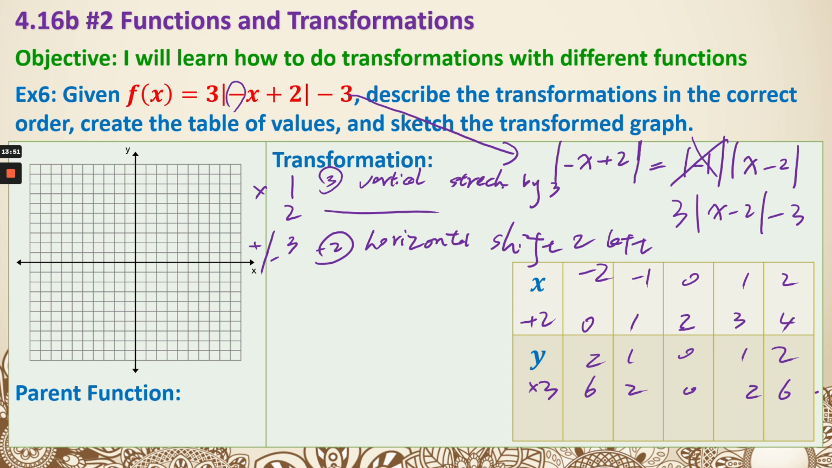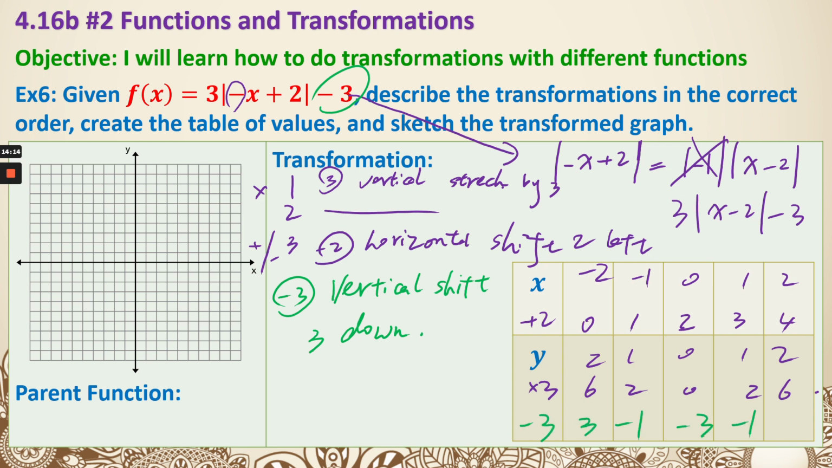And lastly, we have the -3 on the end, which is going to be a vertical shift. And it's 3 down. So I'm going to subtract 3: 3, 0, -3, 0, 3. So that is everything. Let's now start graphing the last one.